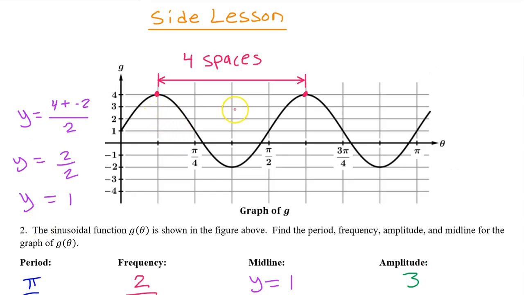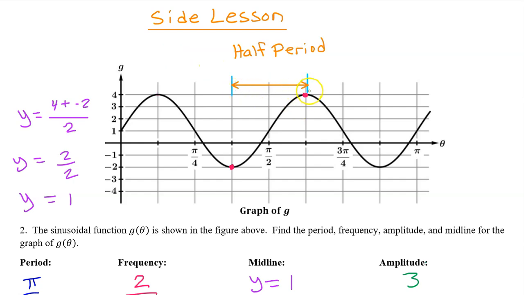Quick side lesson using the graph from number 2. Notice that the period of this function is 4 spaces across. Now notice that the horizontal distance between consecutive maximum value and minimum value is 2 spaces. That's half the period. This will always be true. The horizontal distance between consecutive max and min is always half the period.